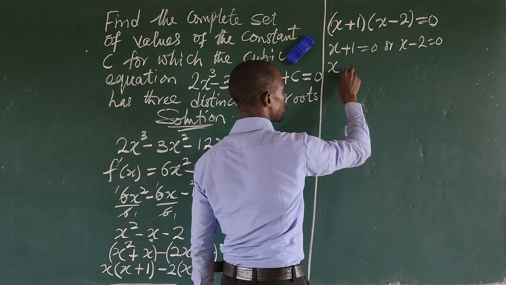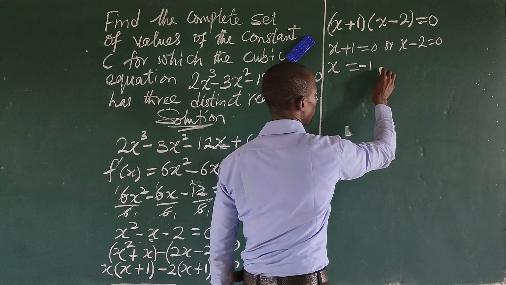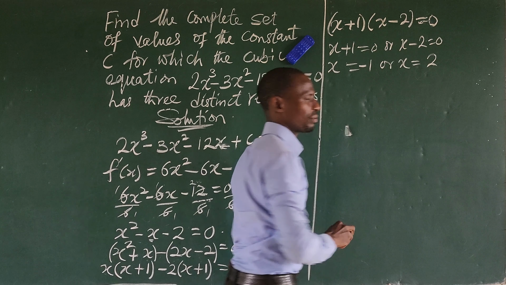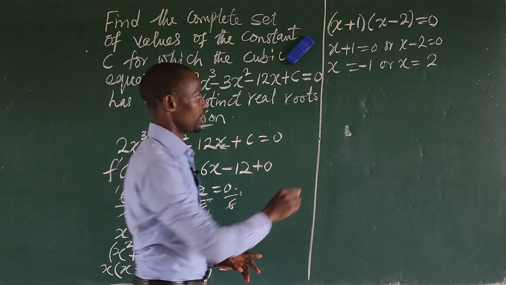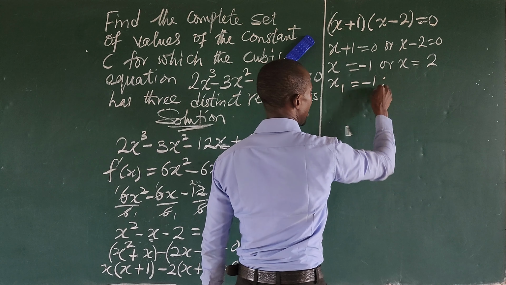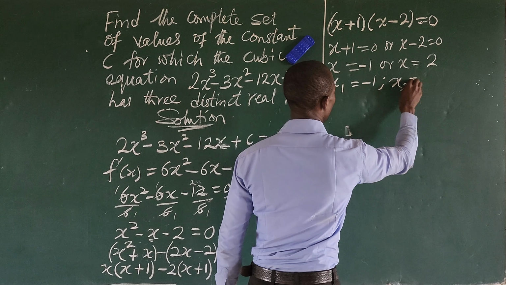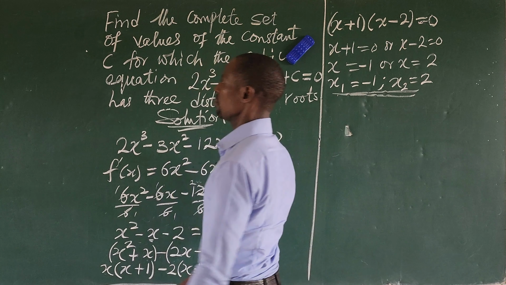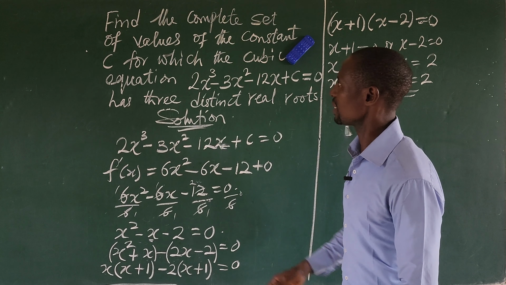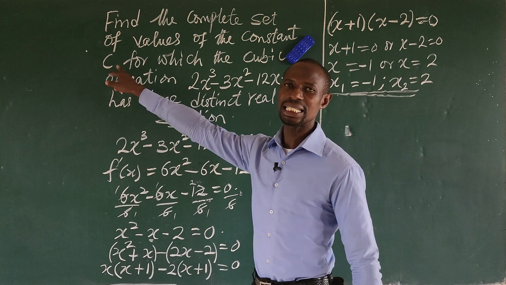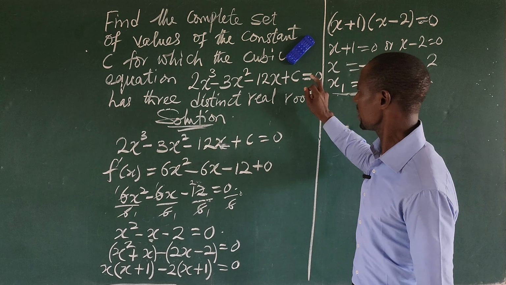So we have our x is equal to minus 1, or our x is equal to positive 2. So we have two values for our x here now. So let's take this as our x1 is equal to minus 1, and our x2 is equal to positive 2. Okay, now look at what we're asked to find here. It said find the complete set of values of the constant c. So we're actually looking for c here.